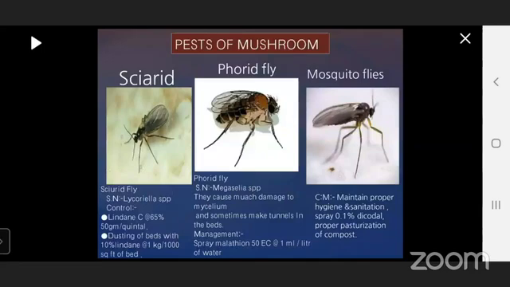Then we also face pests of mushroom, that is sciarid flies, phorid flies, and mosquito flies. Due to the watering and continuous bagging of the mushroom, flies attack our beds. To control these, we can use a mechanical method, like sticking yellow sticky traps or blue sticky traps to control this pest. We can also use an insecticide like neem oil to control these sciarid flies, phorid flies, or mosquito flies.